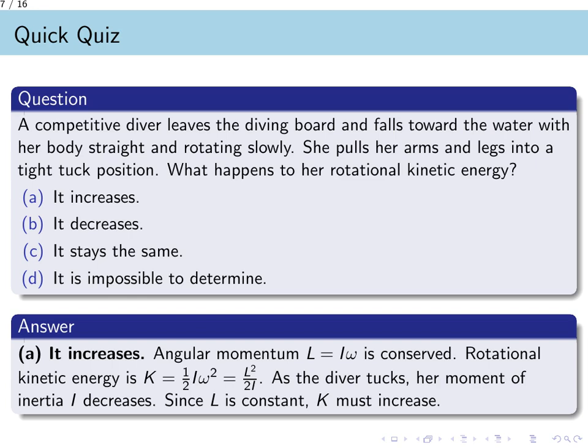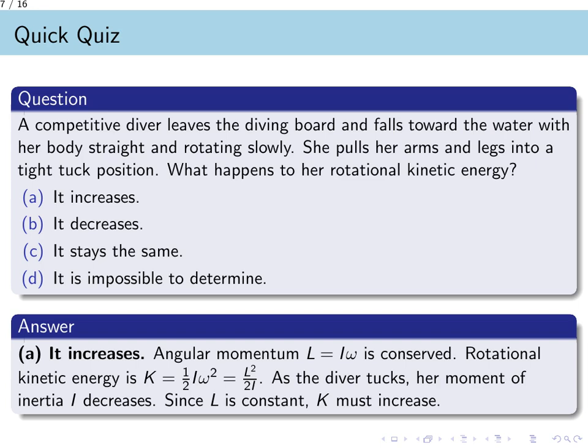Therefore, her angular momentum, L, must remain constant. When she pulls her body into a tuck, she moves mass closer to her axis of rotation, which causes her moment of inertia, I, to decrease. Now we can relate these quantities to her rotational kinetic energy, K.